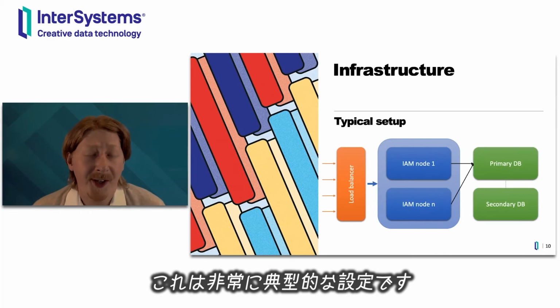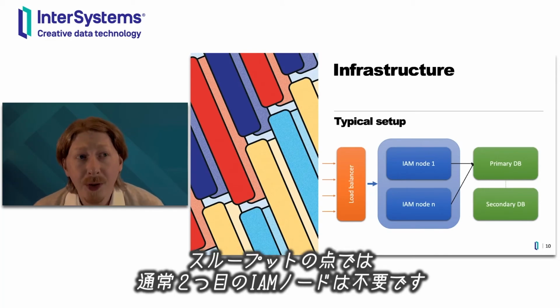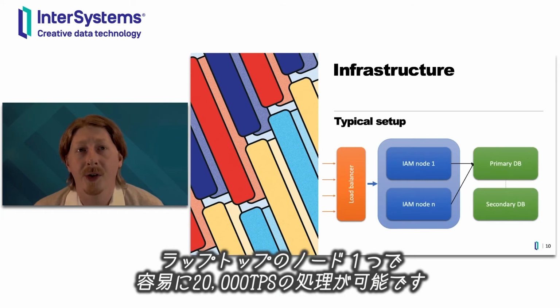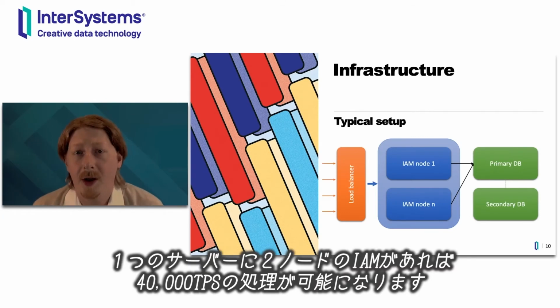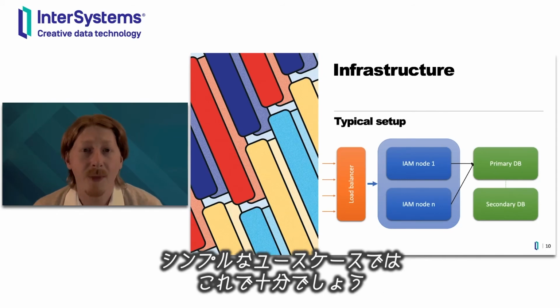This is a very typical setup. In terms of throughput, you usually don't need a second IAM node. So one node on a laptop like the one that I'm running, a MacBook Pro, can easily handle 20,000 TPS. That's quite a lot actually. So if I have a typical setup with two nodes of IAM, that's already 40,000 TPS that you can handle, and that's usually more than enough for the simpler use cases.